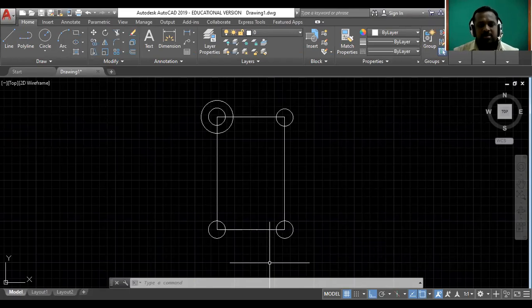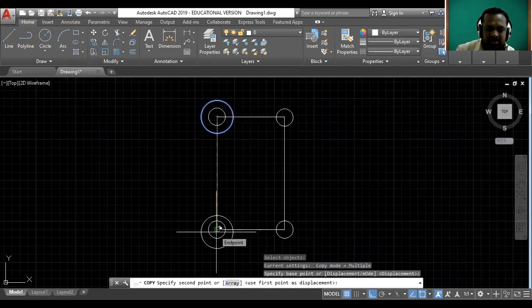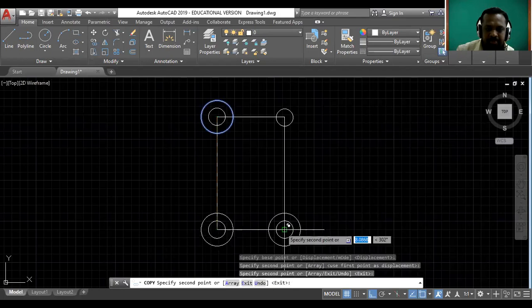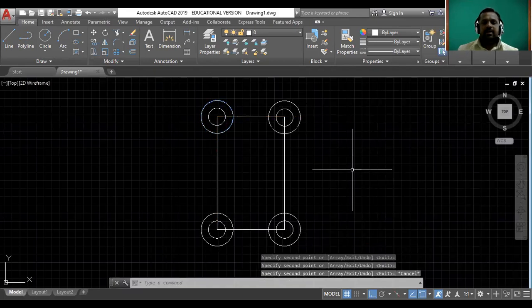But we have to minimize our work, so directly I will click on the copy, select this circle, enter. Select the center point and just click on the center point. Here we want to do the copy. Okay. Escape. Okay, it is clear? Yes.